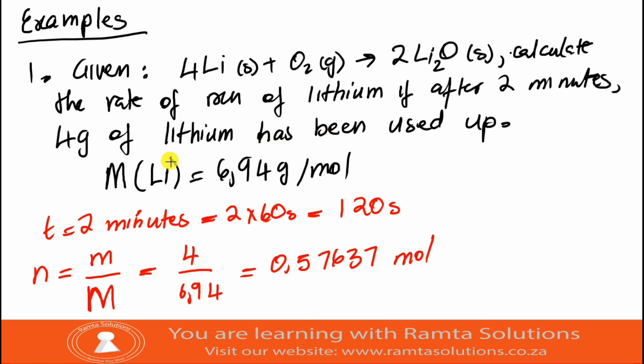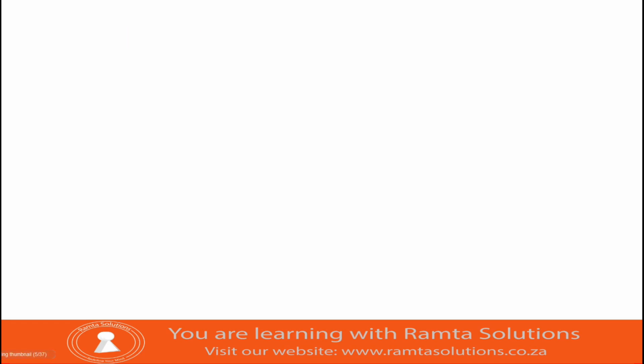They said 4 grams has been used up. I want to show you something. This is your chemistry from grade 11. Remember what you're doing. You're saying amount of substance used is basically amount of substance initially minus final, or vice versa.